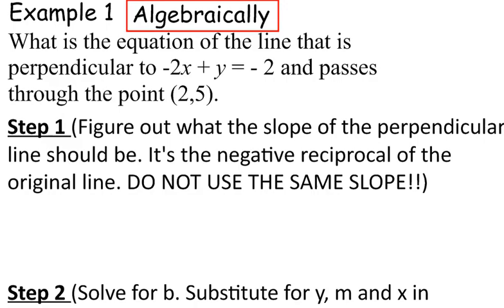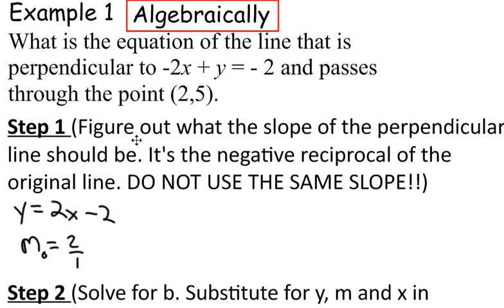All right, now let's use the algebraic approach for the same exact problem. So here are the steps for the algebraic approach. Step 1 says, figure out what the slope of the perpendicular line should be. It's the negative reciprocal of the original line. Do not use the same slope. So we've got to put the original line in y equals form. So that is y equals 2x minus 2. The slope of this line is equal to 2/1. This is the original line. We say slope of the original line.